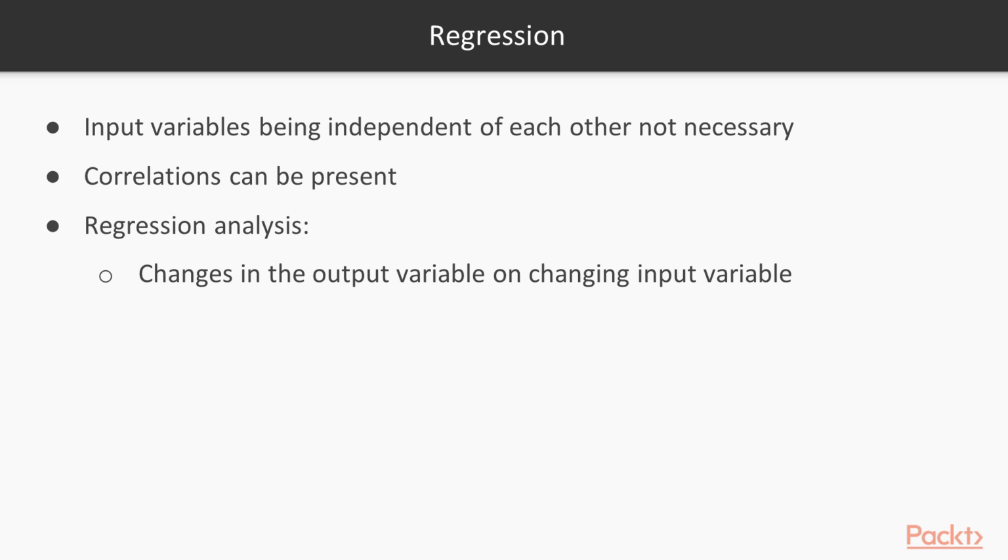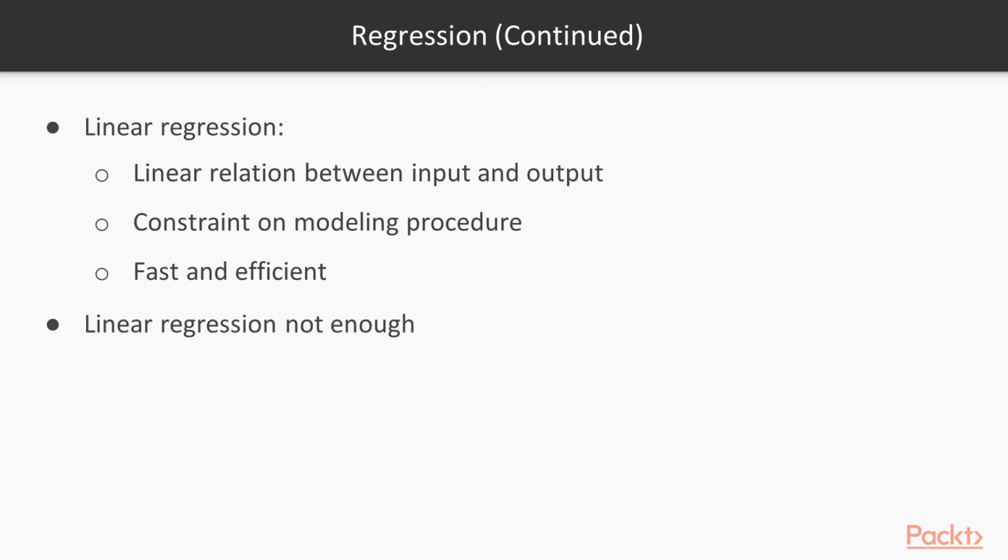Regression analysis helps us in understanding how the value of the output variable changes when we vary some input variables while keeping other input variables fixed. In linear regression, we assume that the relationship between input and output is linear. This puts a constraint on our modelling procedure, but it's fast and efficient.